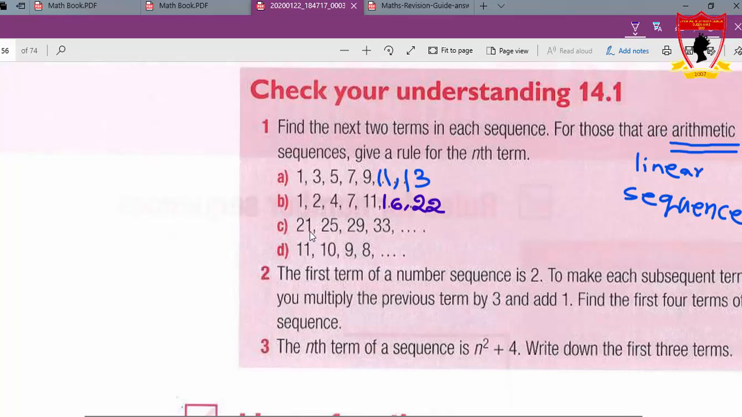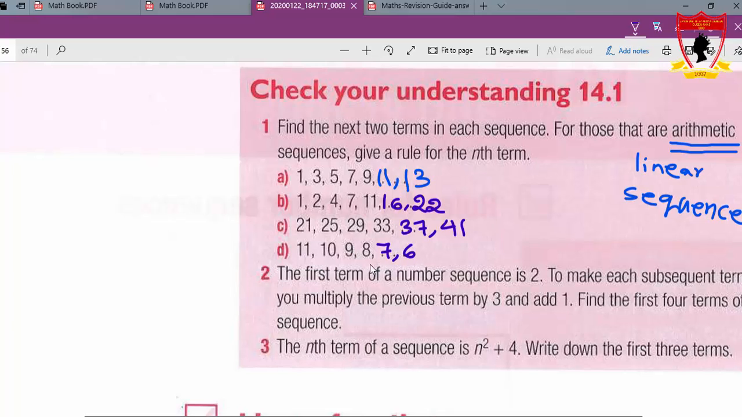Part C, it's plus 4. 21 plus 4 is 25, plus 4 is 29, plus 4 is 33, it's each time plus 4. So 33 plus 4 is 37, and 37 plus 4 is 41. Part D: 11 minus 1 is 10, 10 minus 1 is 9, 9 minus 1 is 8, 8 minus 1 is 7, and 7 minus 1 is 6.